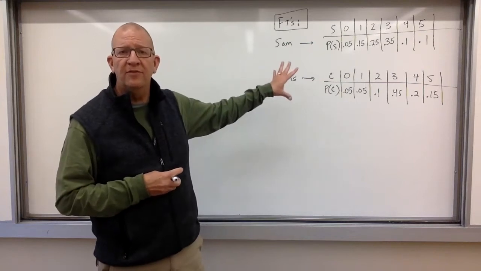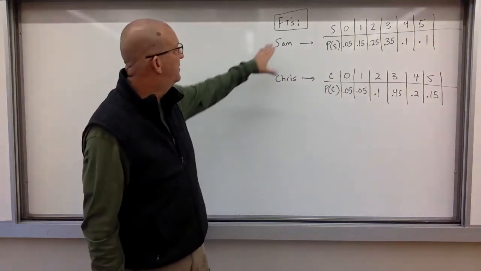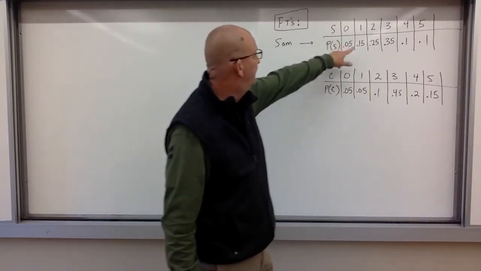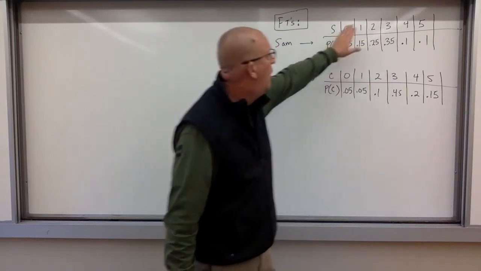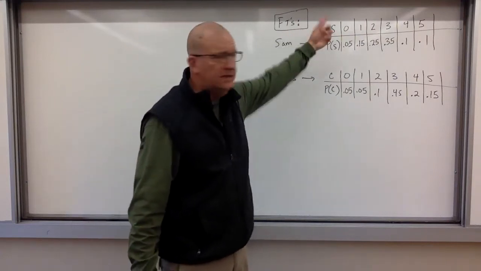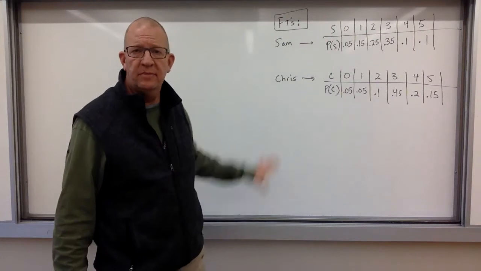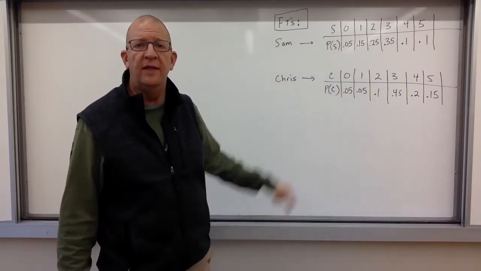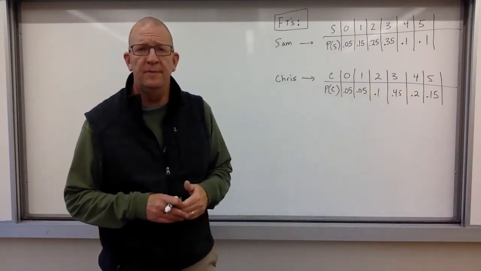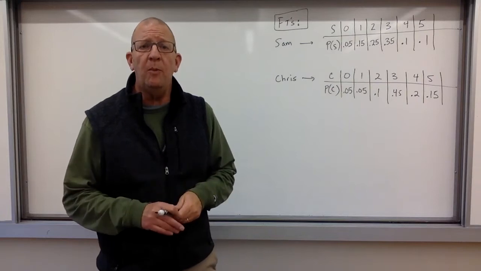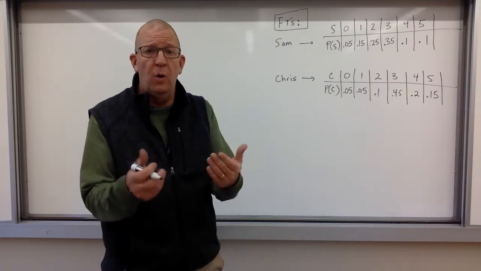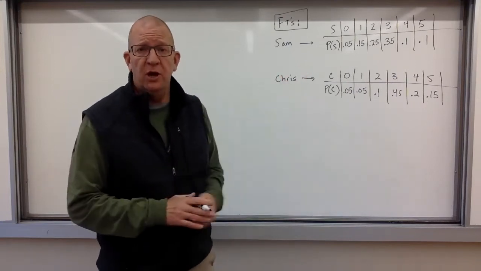Here are their probabilities for each player. Sam, as you can see, has a 5% probability of making 0, 15% probability of making 1, all the way up to a 10% probability of making 5. S is the number of made free throws by Sam. Chris shoots free throws as well. Probabilities associated with Chris making 0 to 5 free throws. Set up like this is what we call a discrete random variable. Right? The random variable is the free throws. We want to know what's the probability that each player will make 0 to 5.